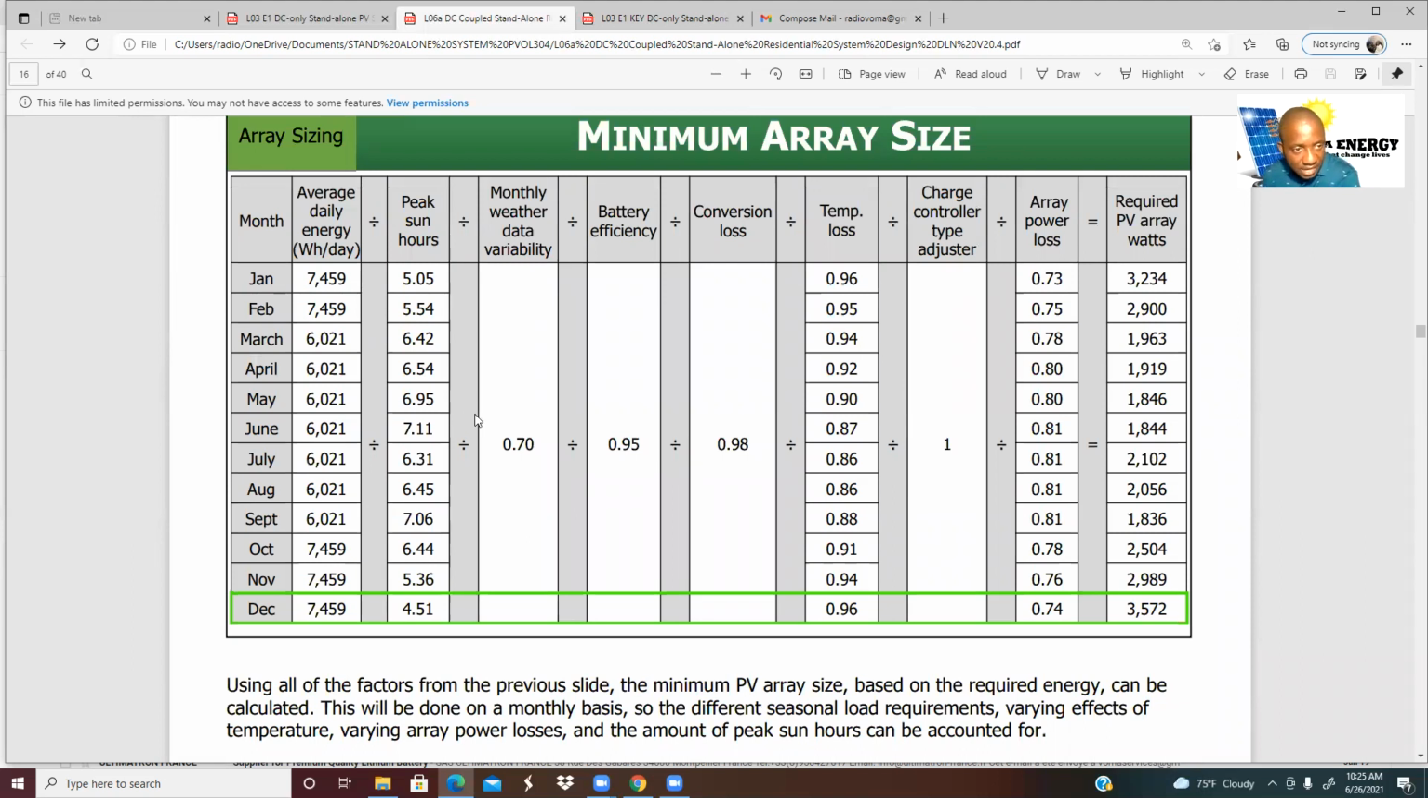The load in January is 7,459. The peak sun hour then is 5.05. You divide that by the monthly weather data variable, 0.70. Divide by the battery efficiency. Divide by the conversion losses. Divide by the temperature loss. Divide by the charge controller type adjuster, 1. Divide by the power loss, 0.81. That gives the required PV array watts.